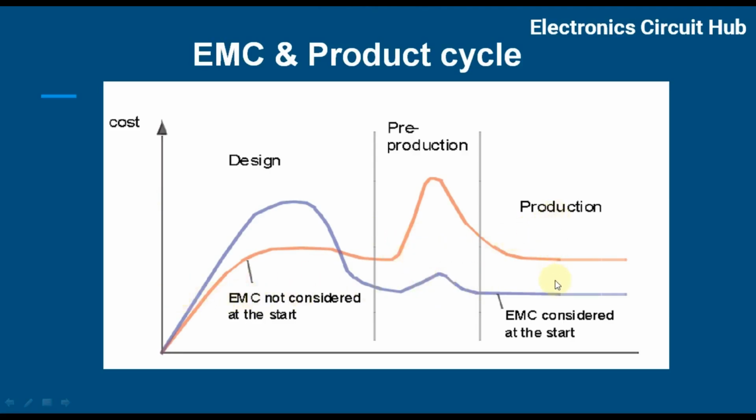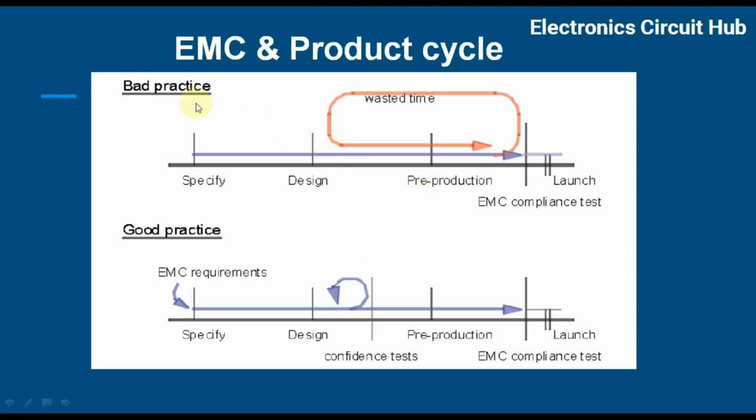And in the production stage, you can see if you have considered your EMC at design phase, there is very little impact on the cost and on the product quality. And if you don't consider it at design stage, you can see at production your product cost is higher, right? So this is basically cost versus your EMC constant. If you consider it at design, what will happen? If you don't consider it at design, at production phase, what will happen? And likewise. Let us move to the next slide.